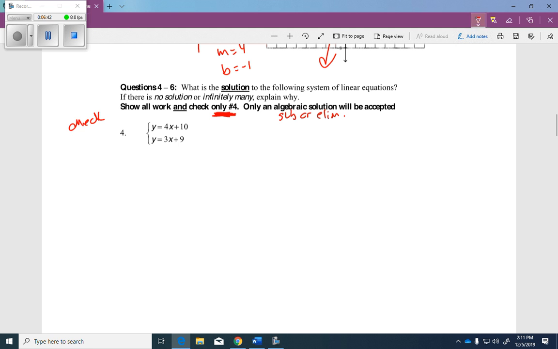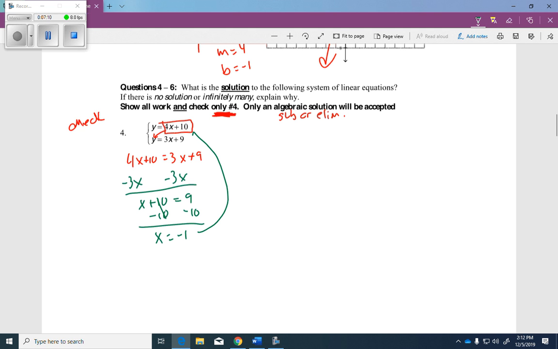Number 4 is set up for substitution because y is by itself. I would use this as a substitute and plug it into the y. So 4x plus 10 equals 3x plus 9. Now we're just trying to solve for x. I will subtract 3x. I will subtract 10. X is -1. Once you find your x, you plug it back in to find your y.